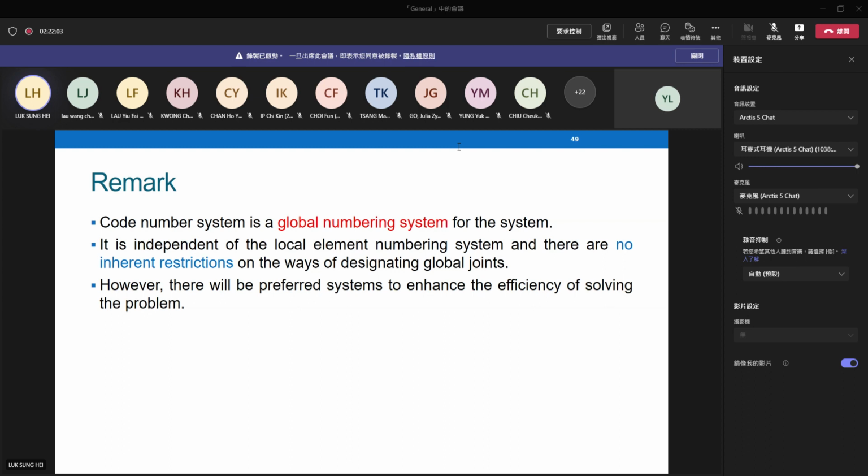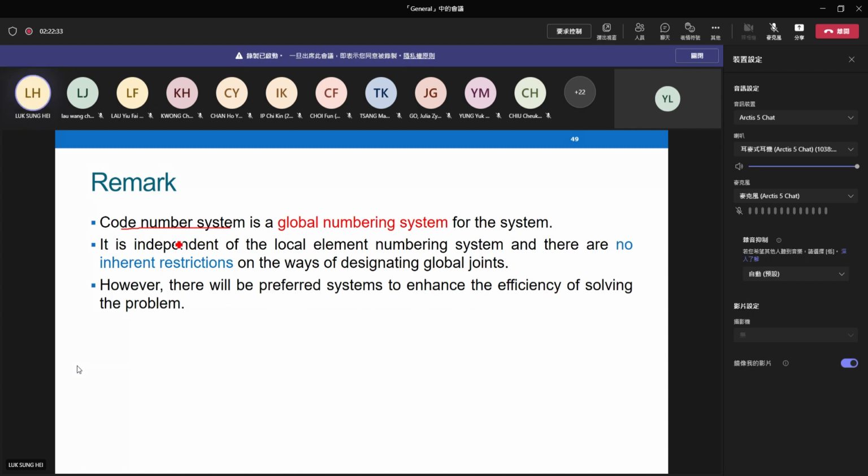This page shows you the remarks. The Code-Number system is just some numbers to help you define the directions of degrees of freedom. You can assign the code numbers in an arbitrary manner. Actually, it is not necessary to follow the textbook suggestions. But in my presentation, normally I follow the textbook suggestion to keep the content consistent, just for consistency.